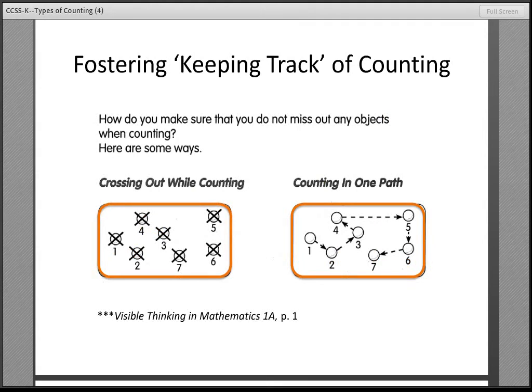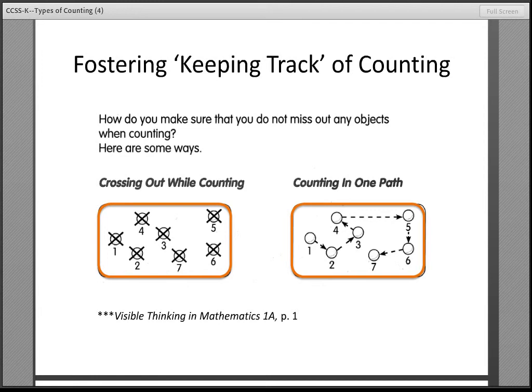In the previous example, children are counting movable objects. They need quite a bit of experience counting real objects. However, we also want them to be able to count objects on a page, and these objects are not movable. Therefore, the strategy of moving items from one region to another is not available when they switch to paper. On this slide and the next, there are some images taken from an excellent resource called Visible Thinking in Mathematics, which you will find in the references section.